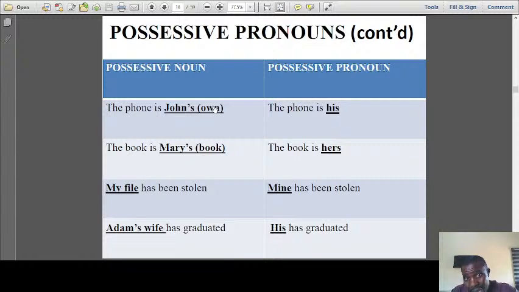This one is the noun. This one is possessive, placed before the noun. It's just like saying the phone is John's phone. So the phone here becomes the noun, and John here becomes the possessive.